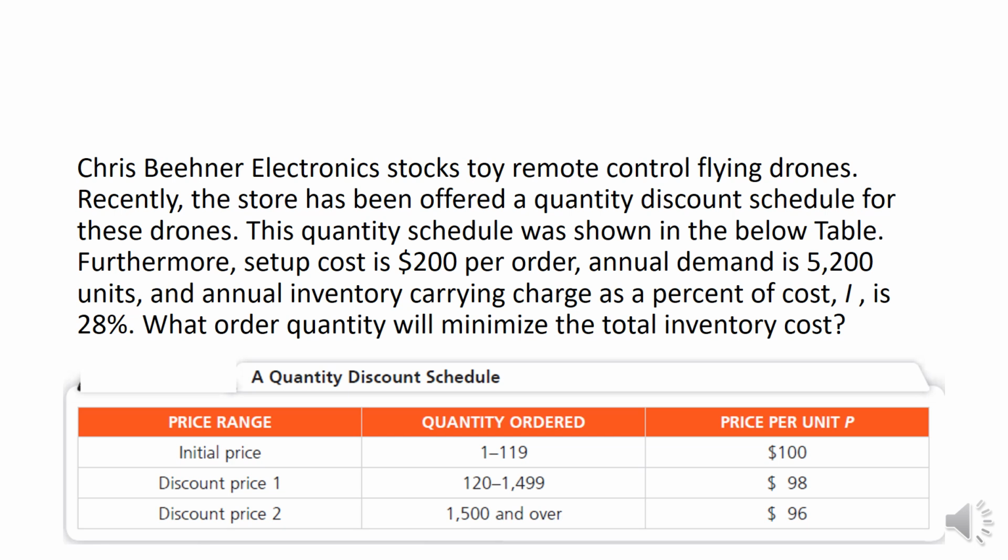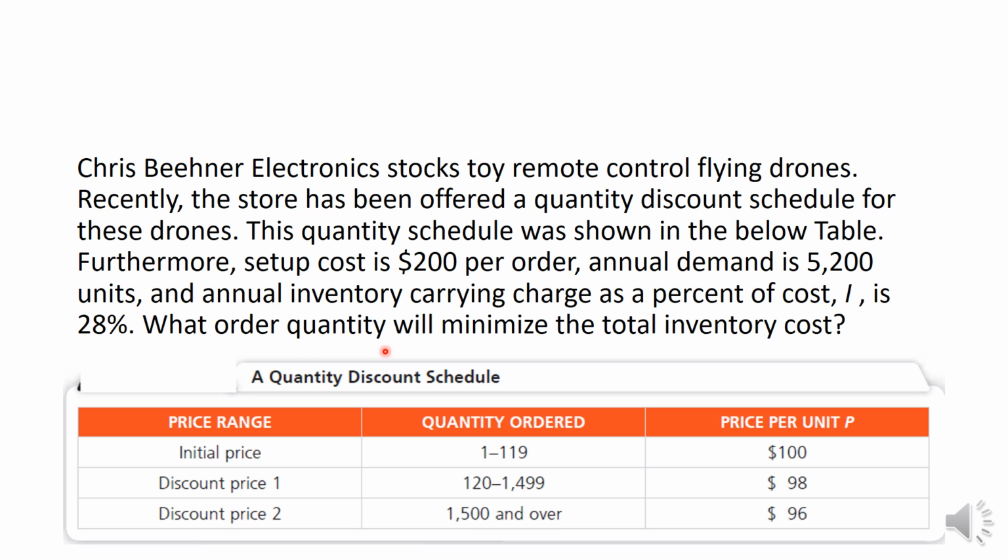You see, we are looking at the example just to understand it better and apply whatever we have learned. Chris Banner Electronics stocks toy remote controlled flying drones. Recently, the store has been offered a quantity discount schedule for these drones. This quantity schedule was shown in the below table. Furthermore, setup cost is $200 per order. Annual demand is 5,200. Annual inventory carrying charge as a percentage of cost is 28%. What order quantity will minimize the total inventory cost?